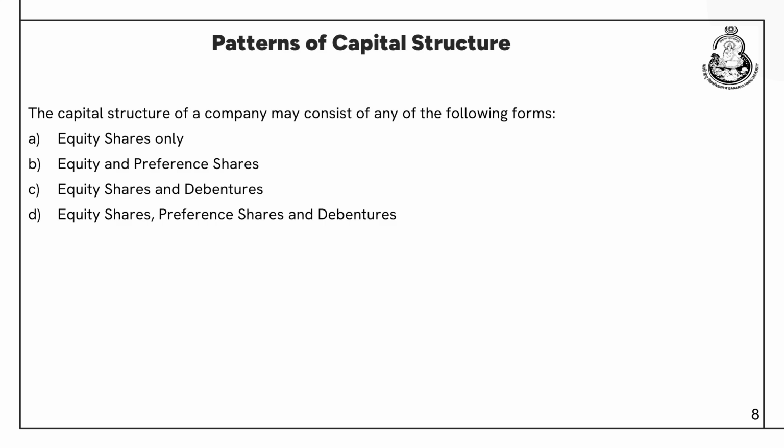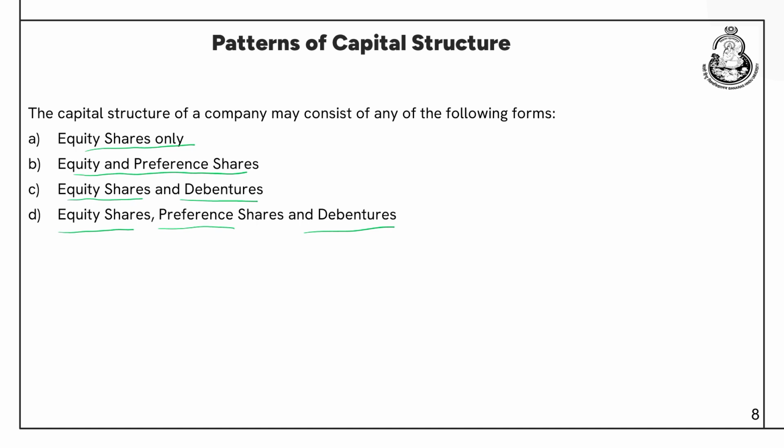Now, let us talk about the different patterns of capital structure. The capital structure of a company can be made of various securities. A company can issue equity shares only, it can issue a mix of equity shares and preference shares, it can be a combination of equity shares and debentures. When I say debentures, it is the creditorship securities, it can be bonds also. It can be a combination of equity shares, preference shares, and debentures.